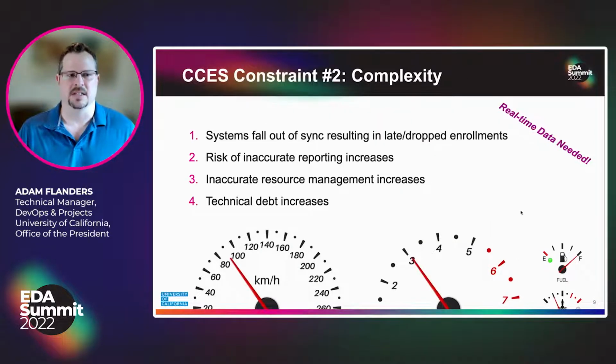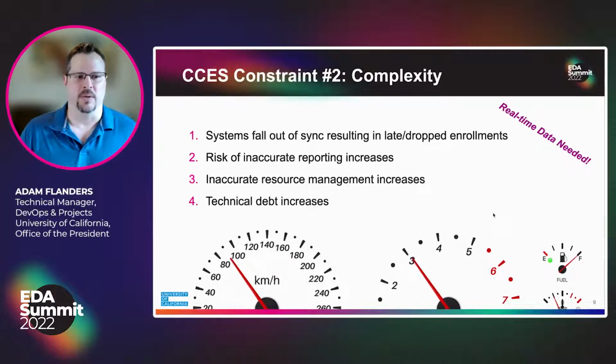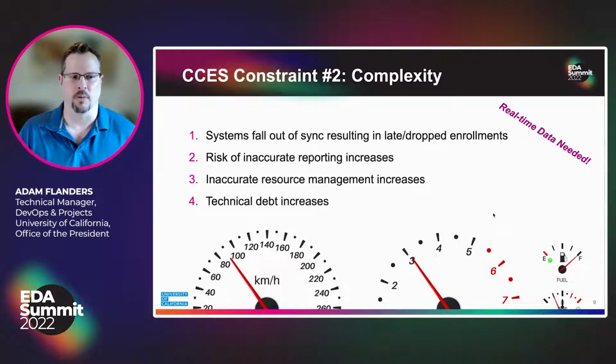And that does lead us to additional complexity in terms of the impacts. We were seeing systems falling out of sync. They were resulting in late and dropped enrollments. We had a risk of reporting increases that were inaccurate. And then inaccurate resource management was becoming more prevalent. And then of course, with all of this, the technical debt was increasing as well.